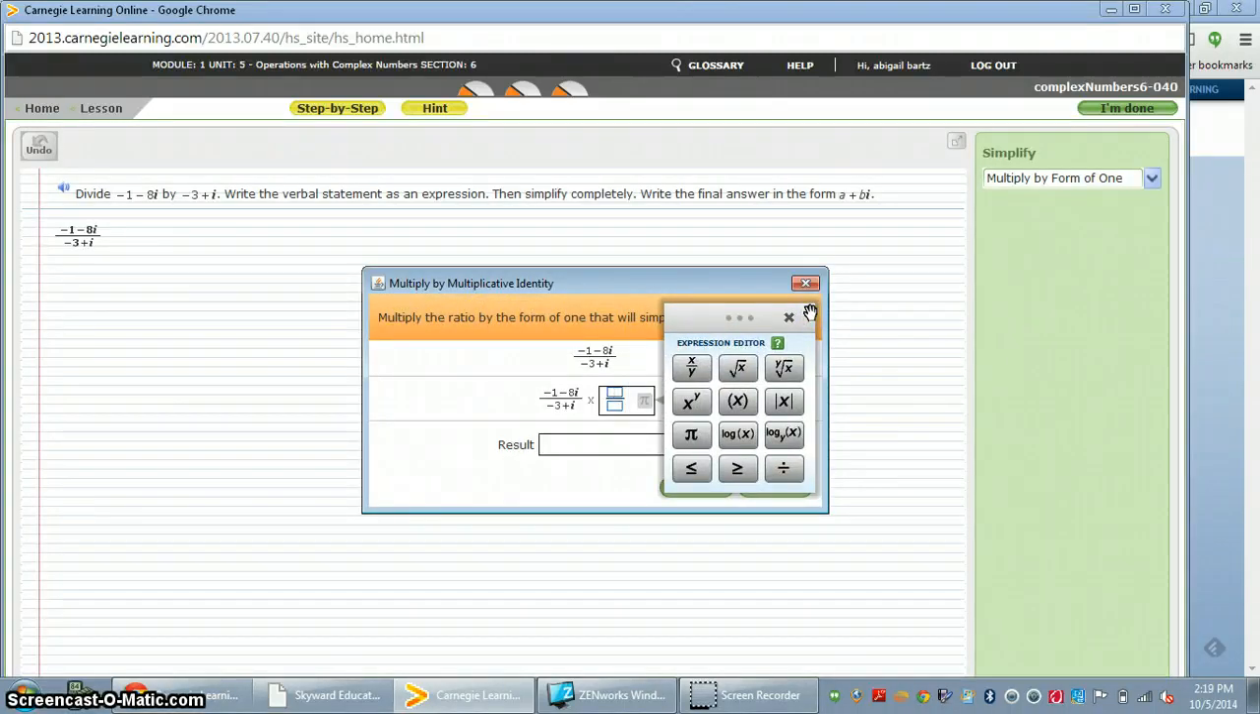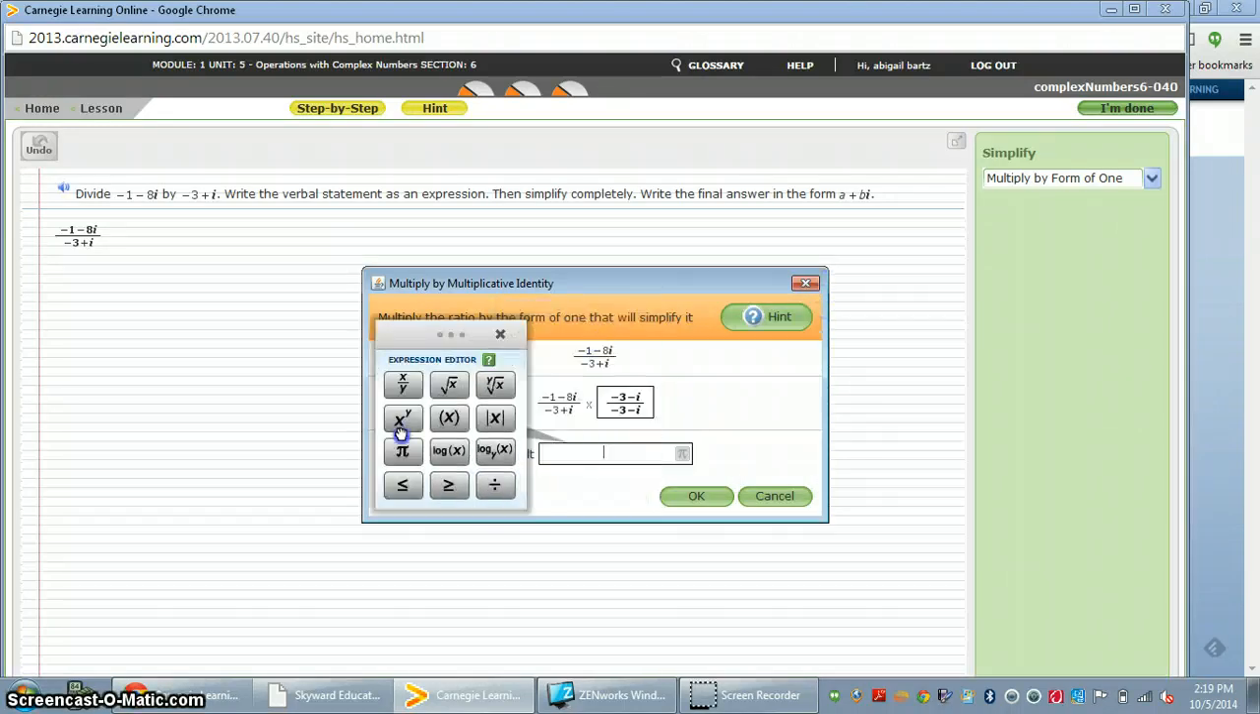But for the conjugate, you specifically want to look at the bottom. Instead of being negative 3 plus i, you want it to be minus i. So you're always multiplying by the conjugate, which is just the opposite sign. And whatever you multiply by the bottom, you have to also multiply by the top. And so that's why it's saying a form of 1, because any number, whether it's real or complex, divided by itself is 1.